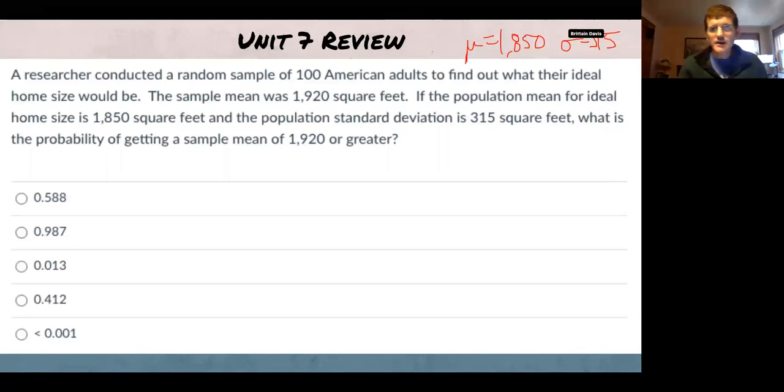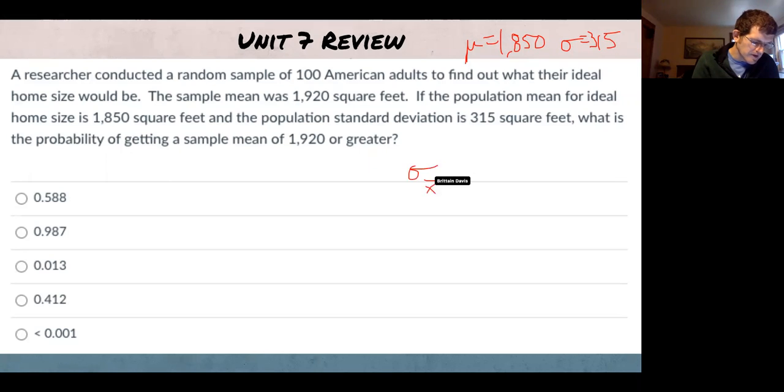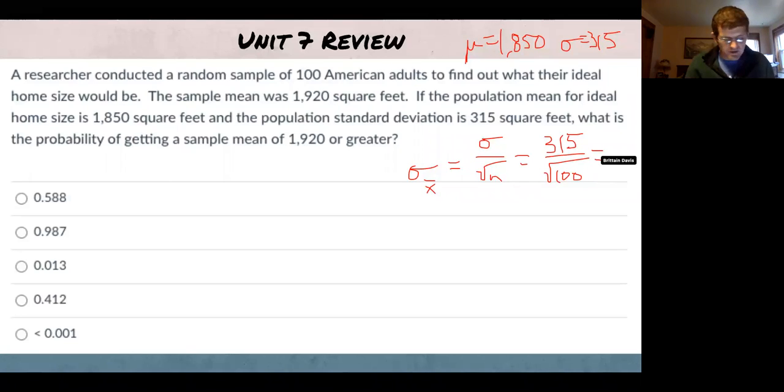We are dealing with a sampling distribution. So the mean stays the same, but my standard deviation for X bar, the sampling distribution of sample means, is going to be the population standard deviation divided by the square root of n. So that's 315 divided by the square root of 100. And that's pretty quick math because we know the square root of 100 is 10. Divided by 10, it's 31.5.